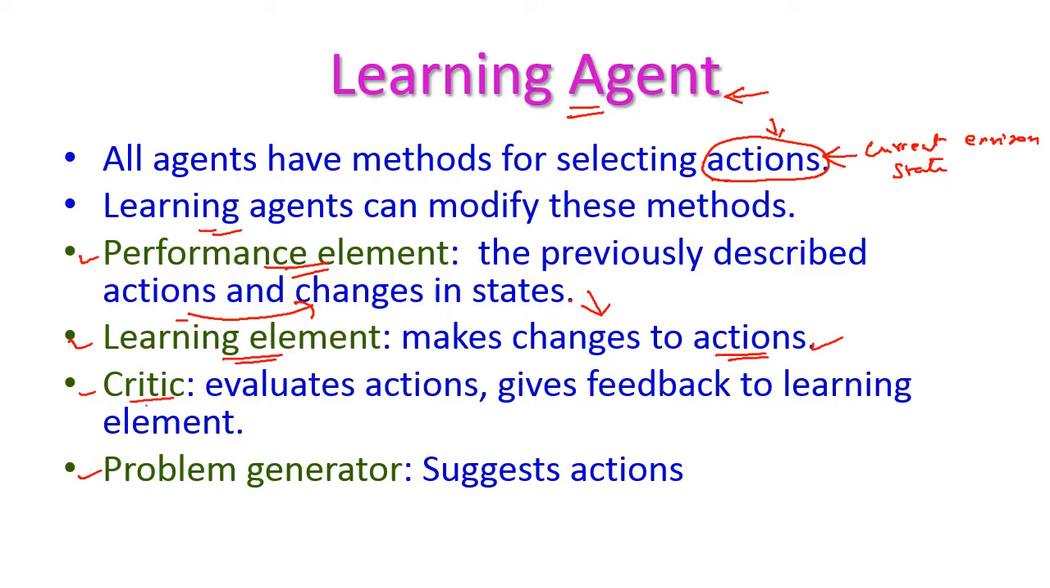And then there is the critic element. This is used to evaluate the actions and give feedback to the learning element. Based on the evaluation of the action, it gives the feedback, and the learning element will learn from this feedback. The next one is the problem generator. It will suggest the corresponding action to be performed on the environment.